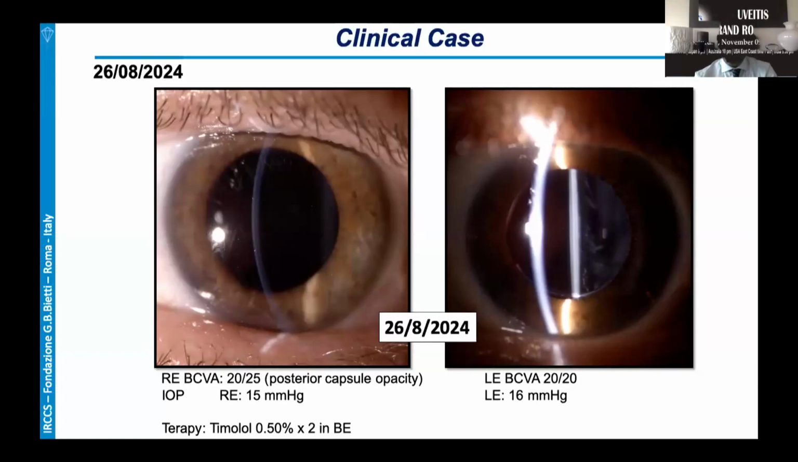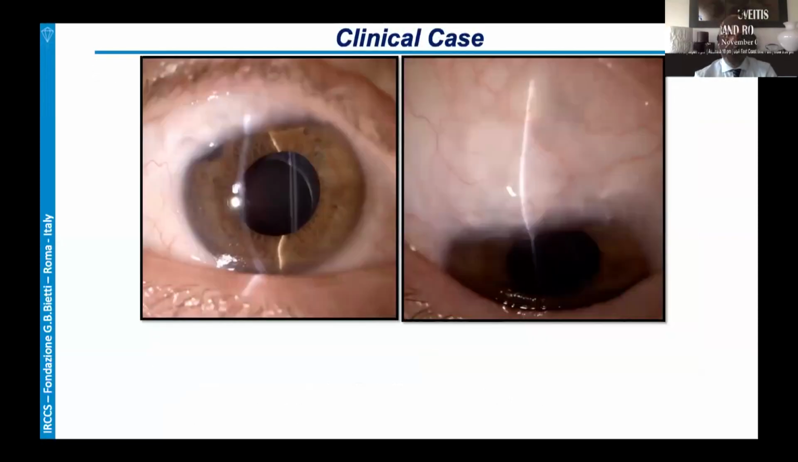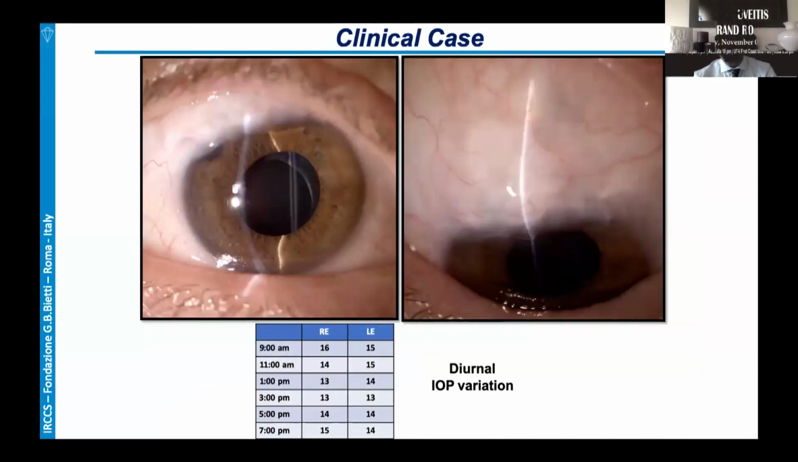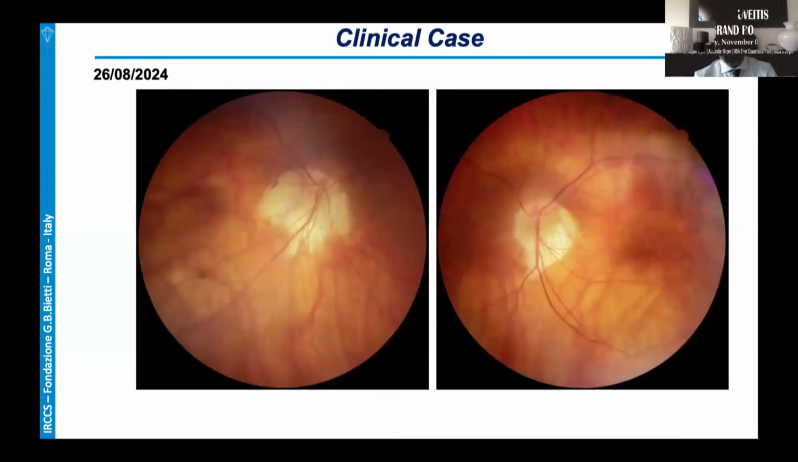The IOP is good in both eyes, 15 millimeters of mercury in the right eye and 16 in the left eye. And the patient is on timolol twice a day in both eyes. This is the condition of the bleb. And this is the last diurnal IOP variation, with good values in both eyes on timolol twice a day. This is the back of the eyes.